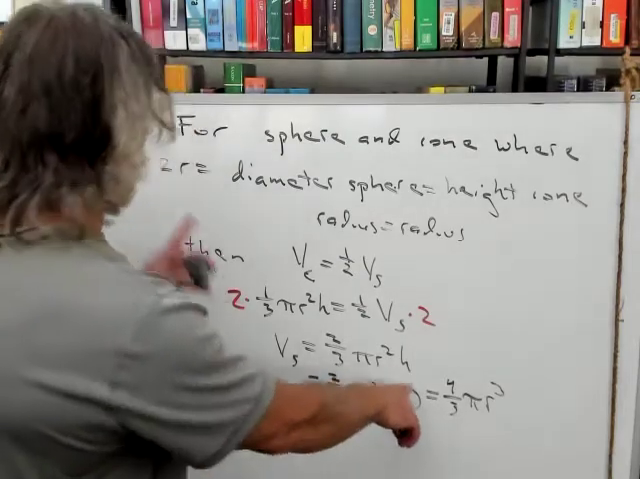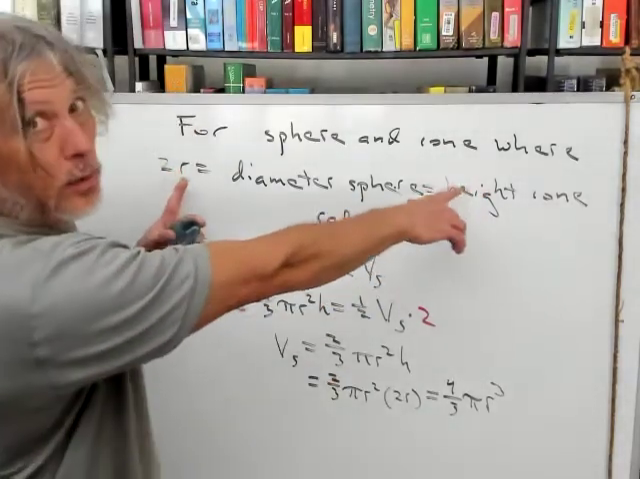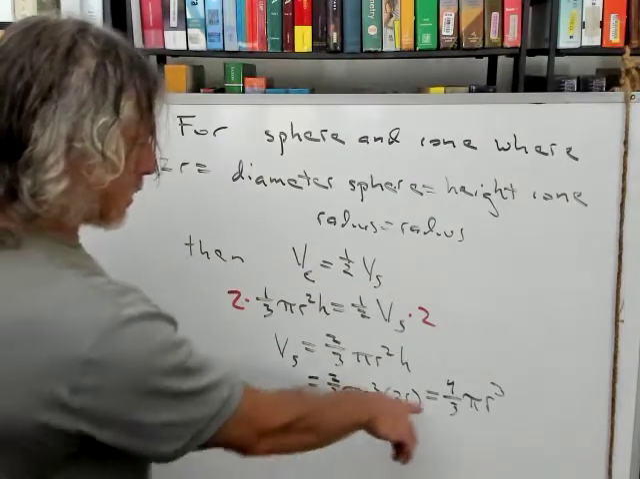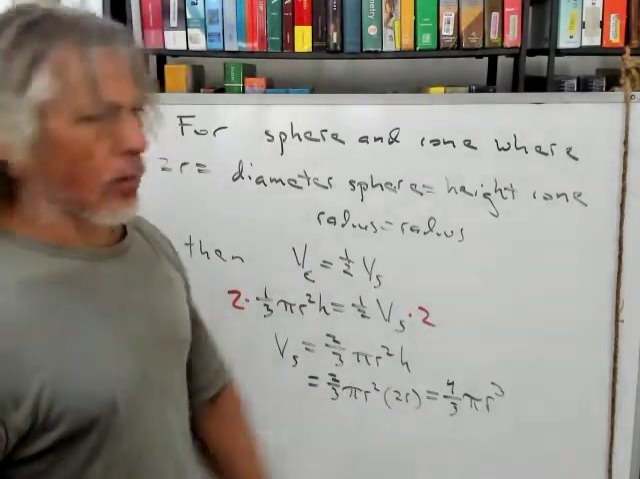But remember, the height of the cone is twice the radius. So I put that in. And then 2/3 2 times is 4/3. So 4/3 pi r cubed.